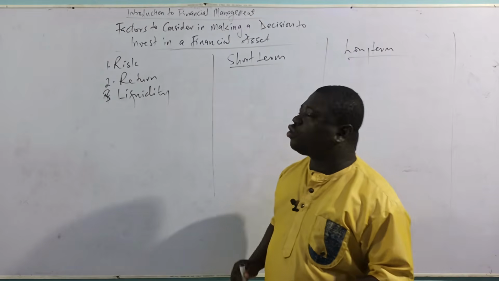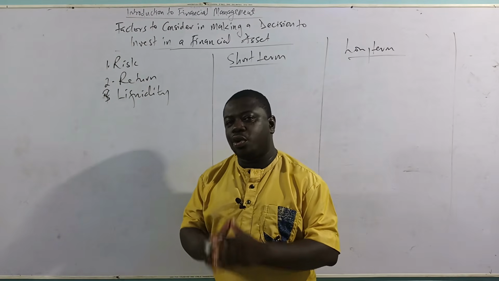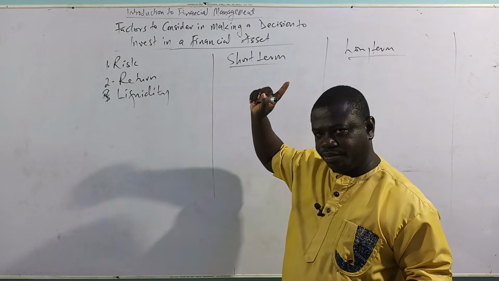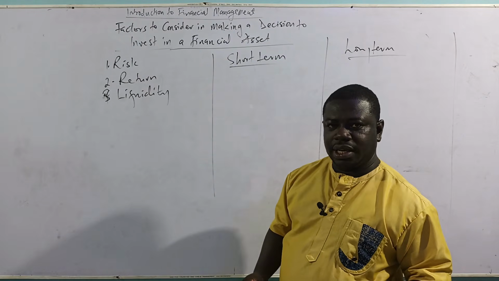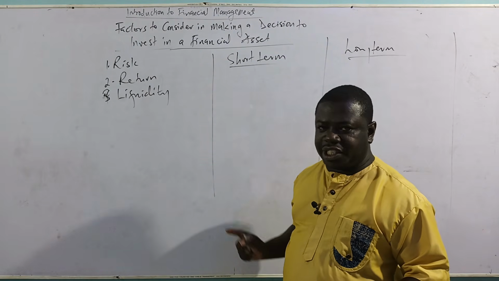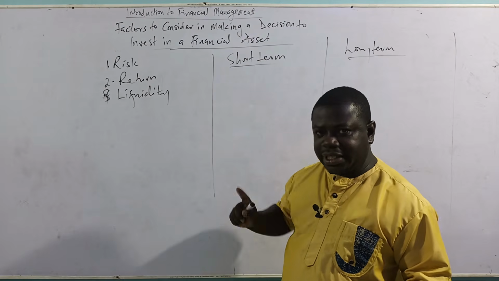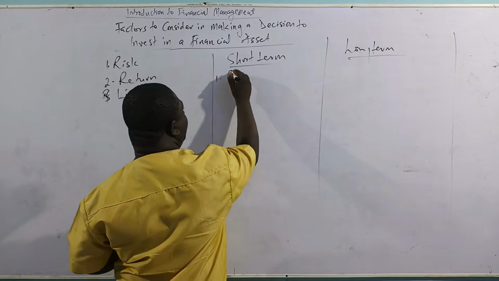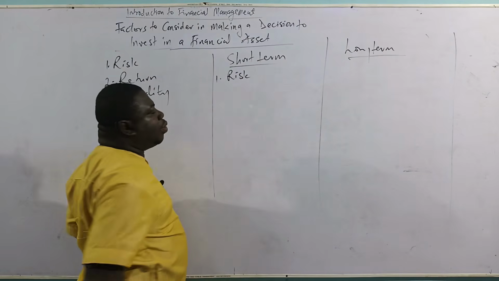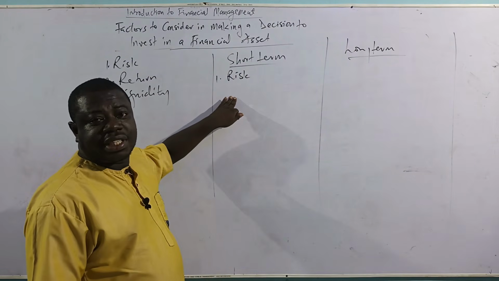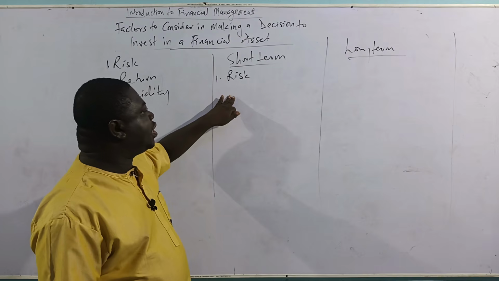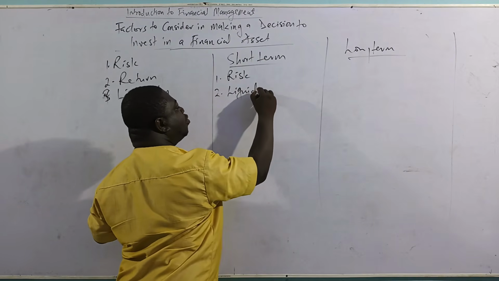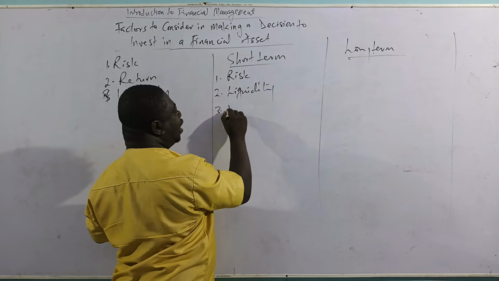So if you are asked to list the factors to consider in making a short-term investment in a financial asset, then these are the factors in this order. The most important thing to consider is the risk level. You need to consider the risk first, then liquidity is the next most important, and finally the return.